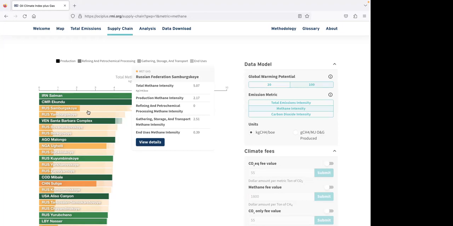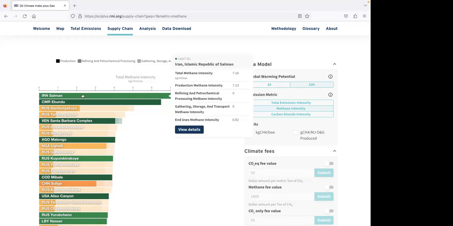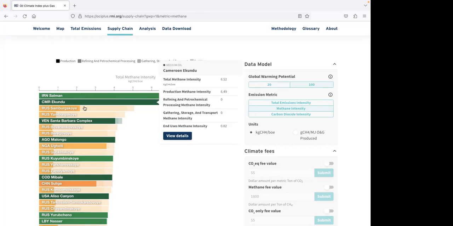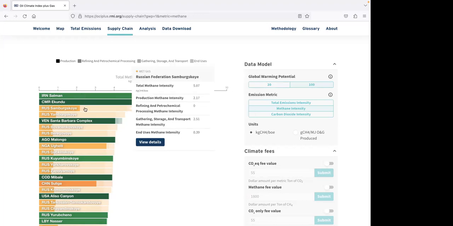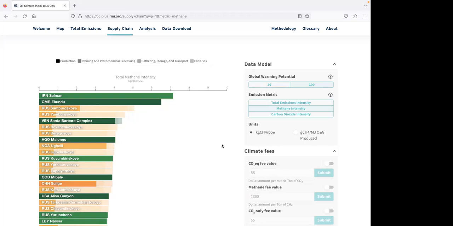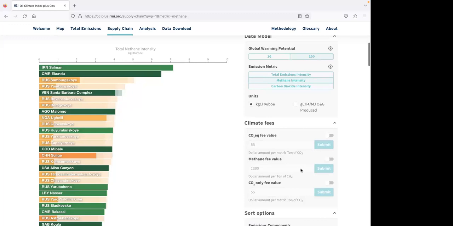It is also clear on this page that for oil resources, the upstream production segment is dominating the life cycle methane emissions, while for gas resources, both production and transport segments are dominating because gas leakage in midstream operation is a significant methane source. I would also like to highlight another function on this page, the climate fee toggles.